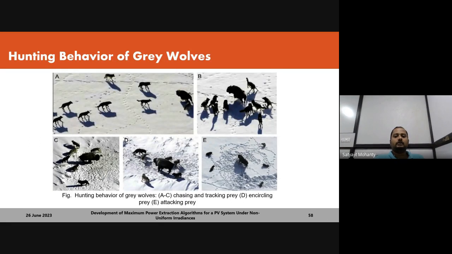So this is the hunting behavior of the gray wolf. Okay, so from A to C they chase and track. In D they are encircling the prey, and finally in E they are attacking the prey. The same behavior we are using for tracking the global peak in case of partial shading conditions.